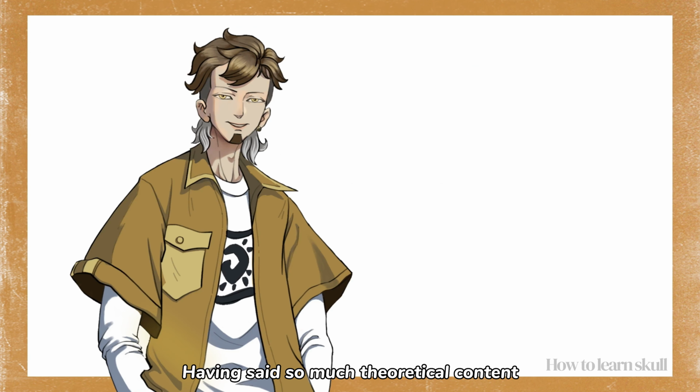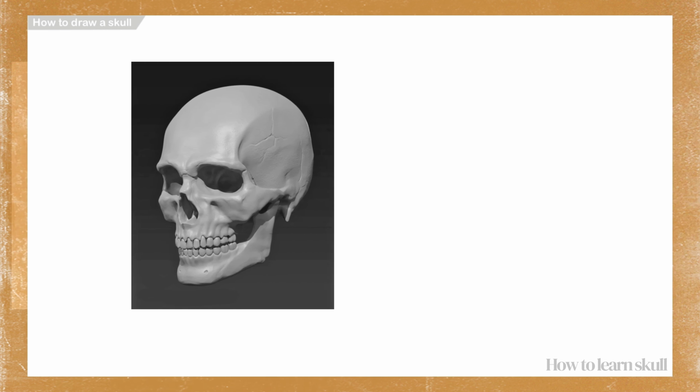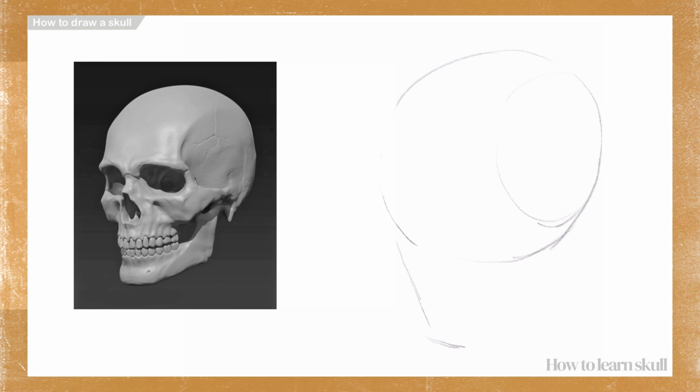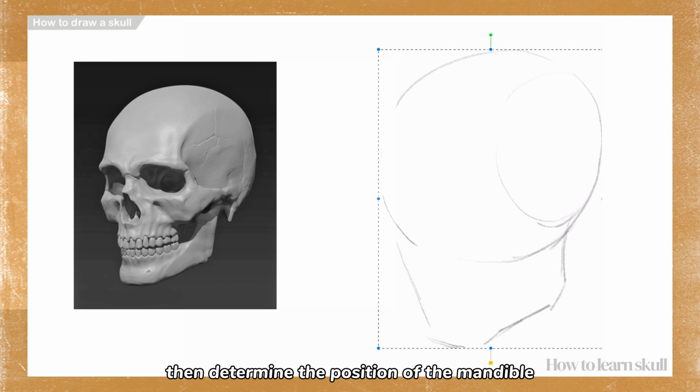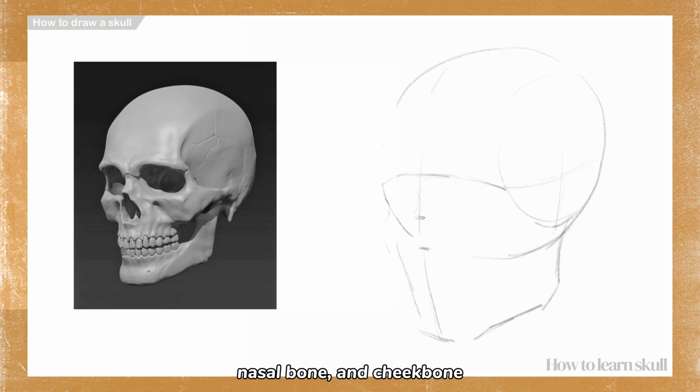Having said so much theoretical content, let's see how to draw a skull. Using this picture as a reference, first, draw an ellipse. Then determine the position of the mandible. Draw the midline and mark the position of the brow bone, nasal bone, and cheekbone.